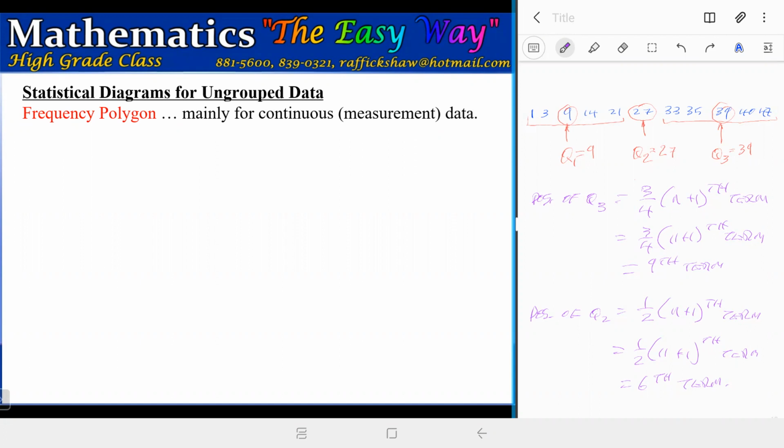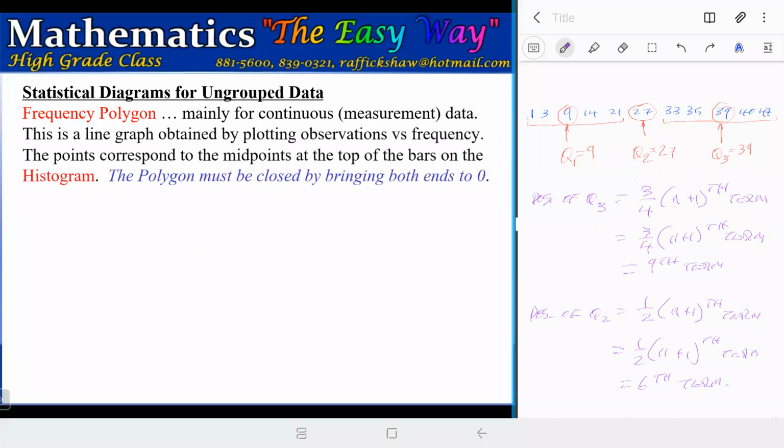And again, it is mainly used for continuous measurement data. This is a line graph obtained by plotting observations versus frequency. The points correspond to the midpoint at the top of the bars of the histogram. So with the histogram that we just drew, we can draw a frequency polygon by joining the top of the bars with straight lines, because the top of the bars would be the points in the table.